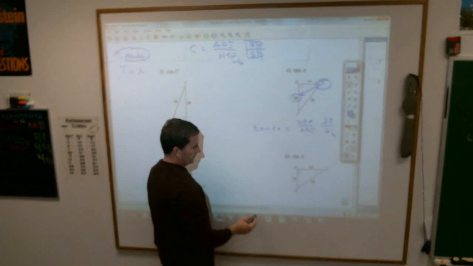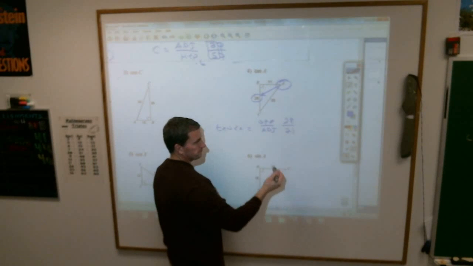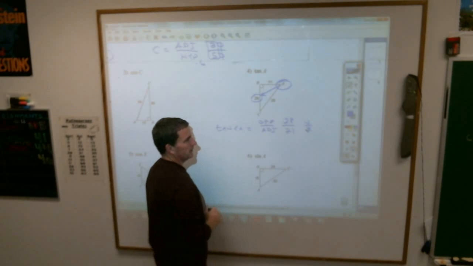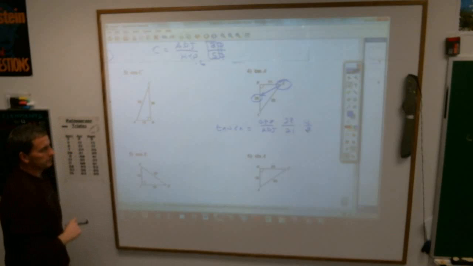So there is your fraction. If you reduce it, 4 over 3. And that would probably be good.